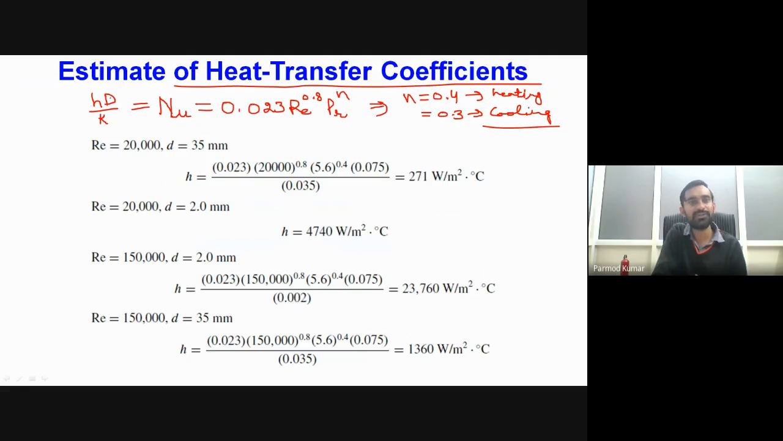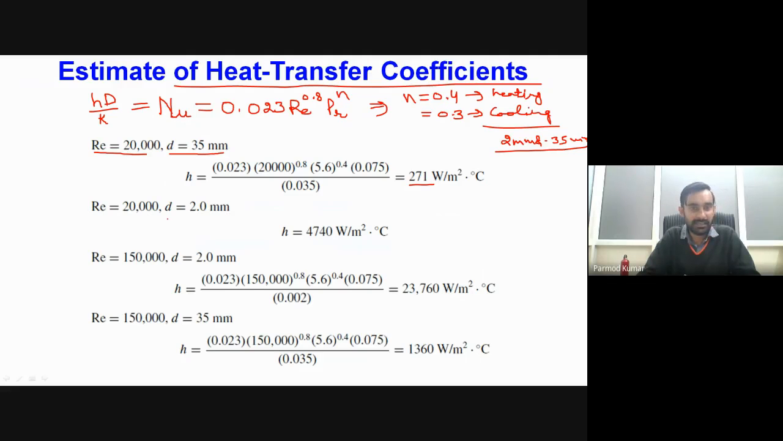Okay, and this Nusselt number definition we already know: it is equal to h d by k, where h is our heat transfer coefficient, d is the internal diameter of the pipe, and k is the thermal conductivity of the fluid medium. Now we have extreme ranges of pipe diameter, 2 mm and 35 mm. These are our two extremes. And the Reynolds number limit is from 20,000 to 1,50,000.